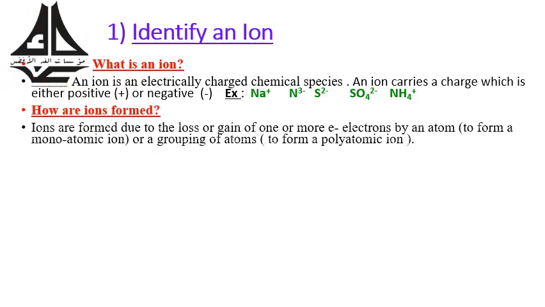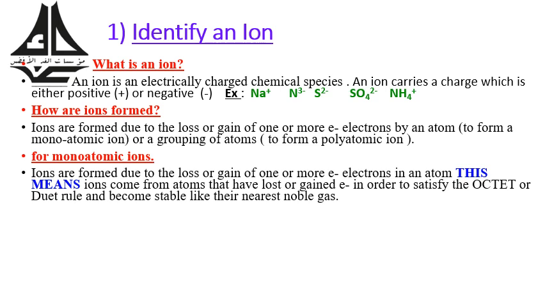How are ions formed? Ions are formed due to the loss or gain of one or more electrons by an atom to form a monoatomic ion, or by a grouping of atoms to form polyatomic ions. For monoatomic ions, they are formed due to the loss or gain of one or more electrons in an atom. This means ions come from atoms that have lost or gained electrons in order to satisfy the octet or duet rule and become stable like their nearest noble gas.